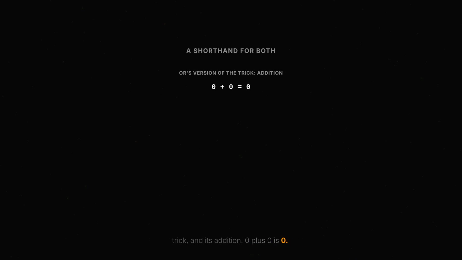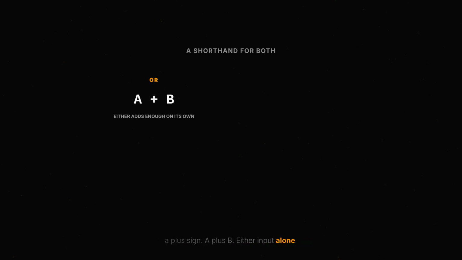Zero plus zero is zero. Zero plus one, or one plus zero, is one. One plus one should be two, and strictly it is. But in this system there's no such thing as two. There's only off and on, so anything one or higher just means on. That's why in Boolean algebra, OR gets written as a plus sign, A plus B. Either input alone is enough to push the total above zero.